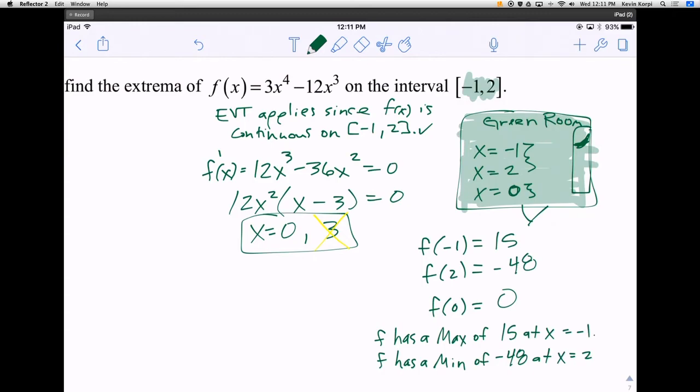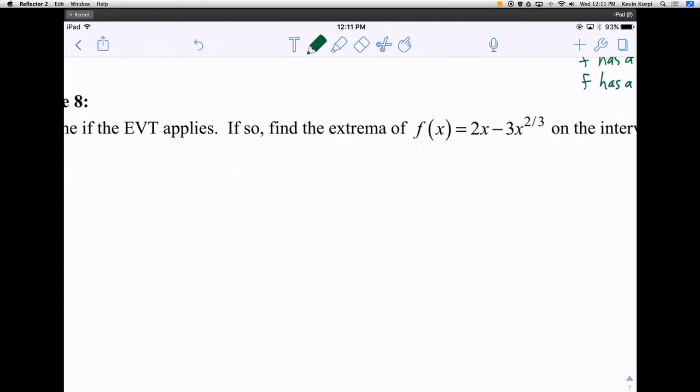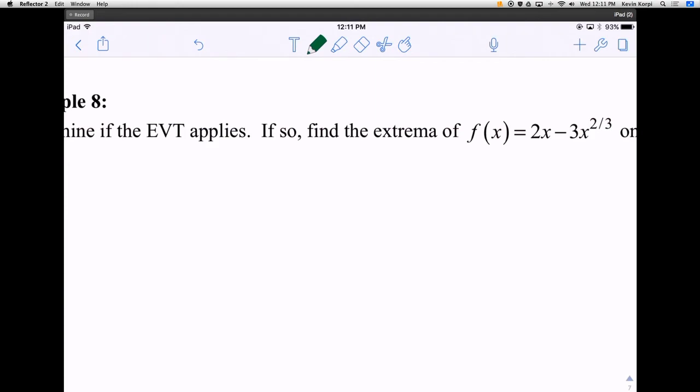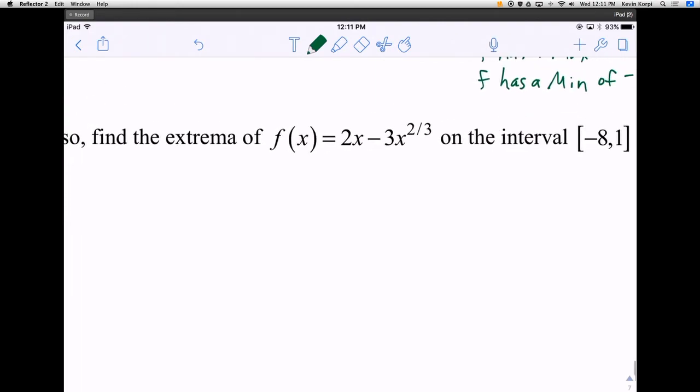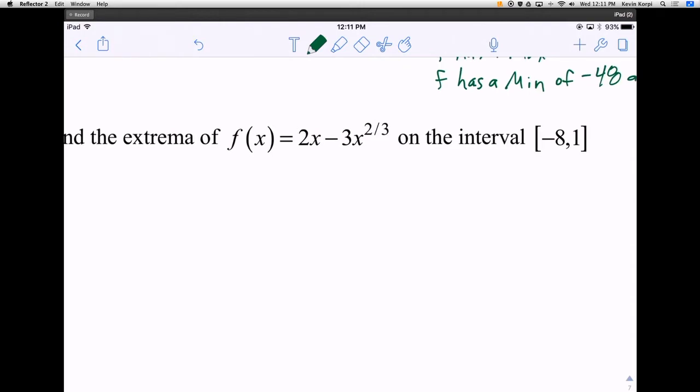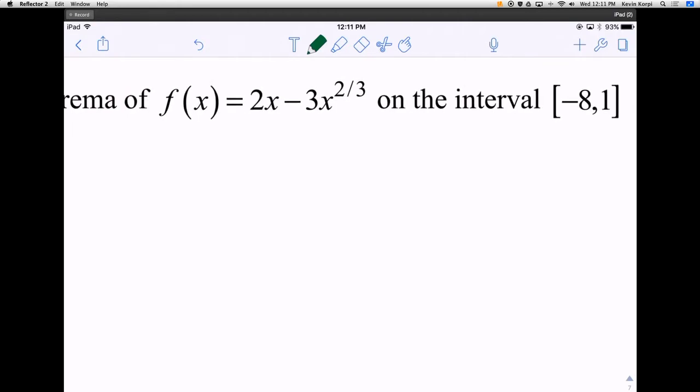Anyway, let's play the game again. This time I'm going to let you play it on your own. So this is where you'd be playing at home. Determine if the EVT applies. If so, find the extrema of this function on this interval. We're going to take this one to the bell, okay? You go, I go. I'm going to do it up here quietly in the background, and we're going to compare answers when it's all said and done.